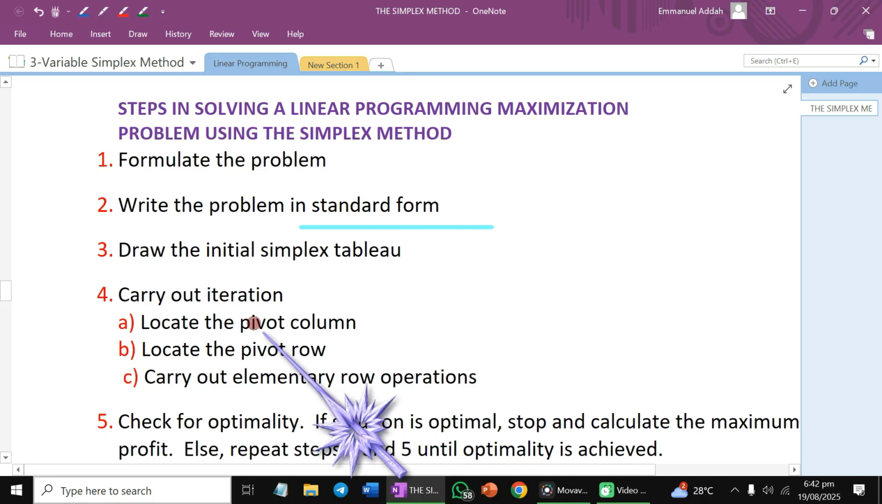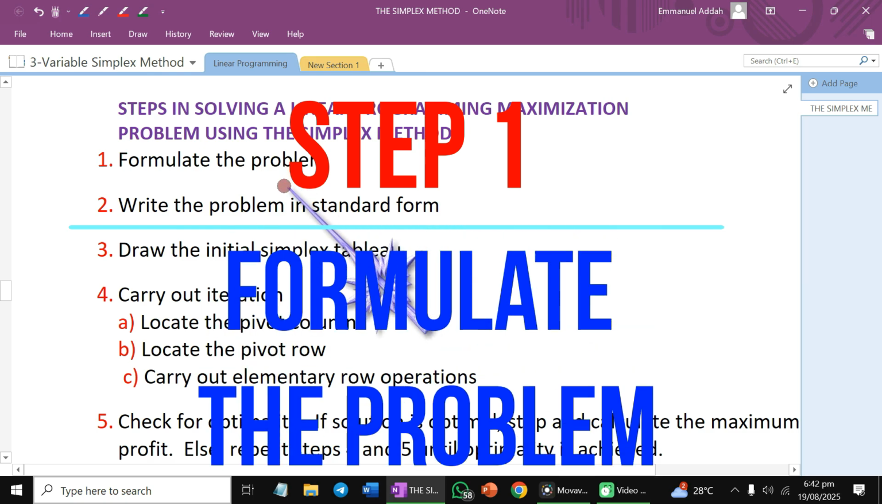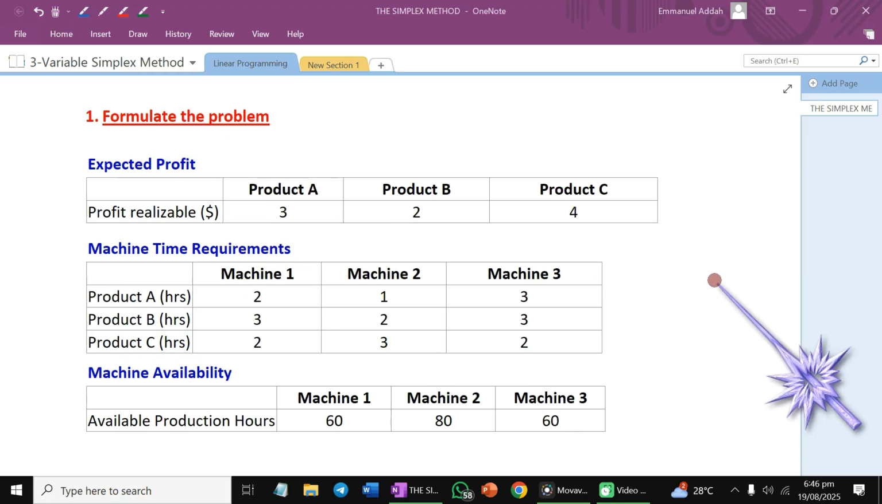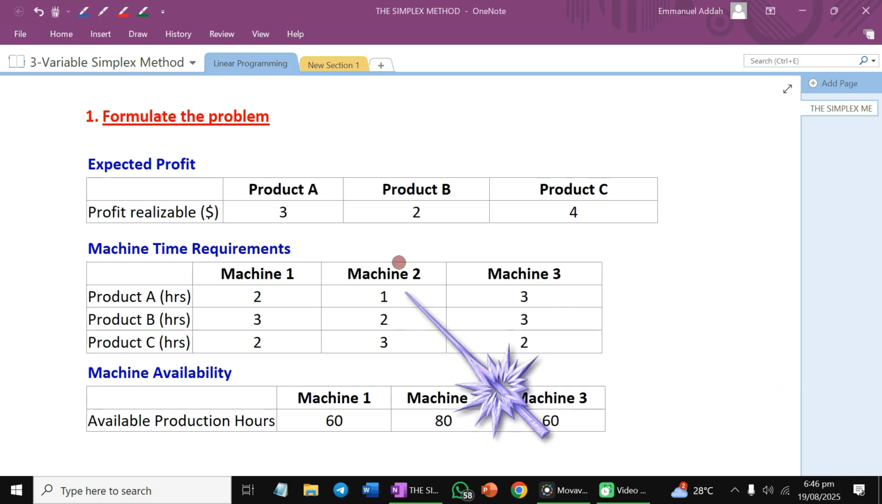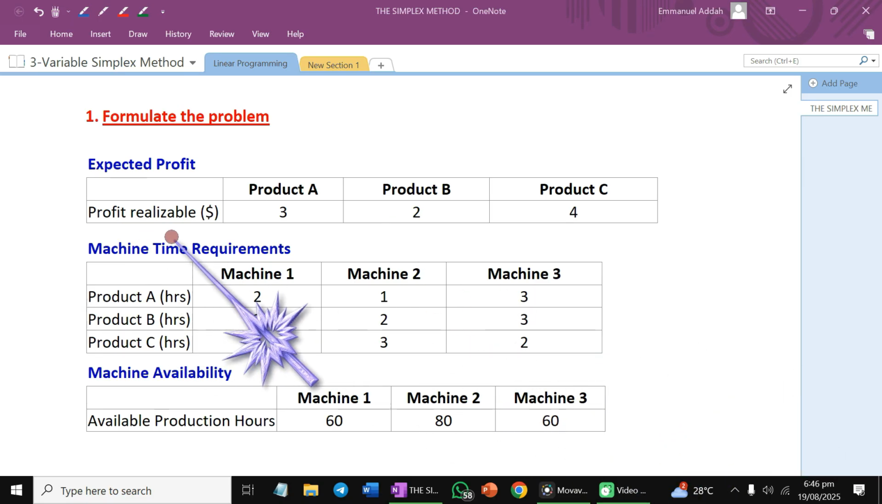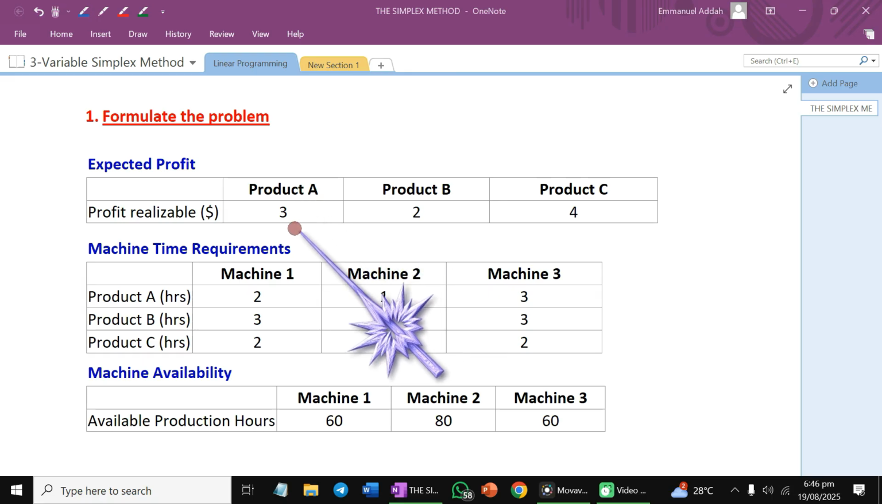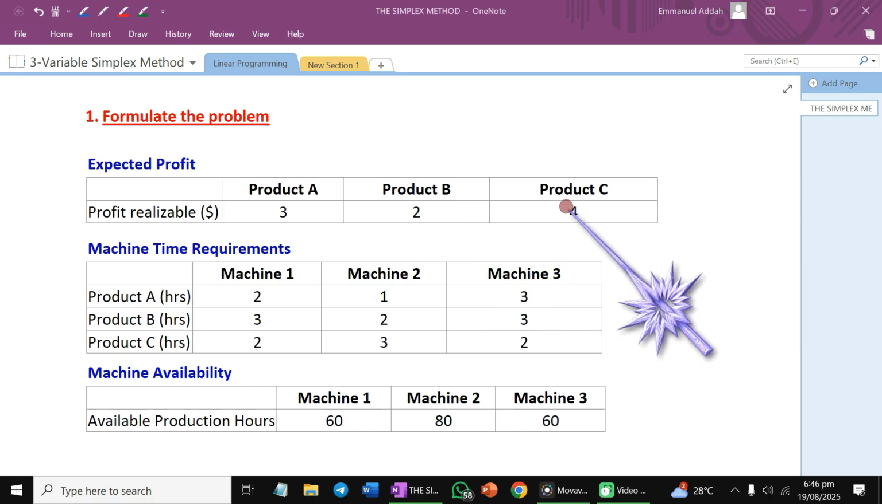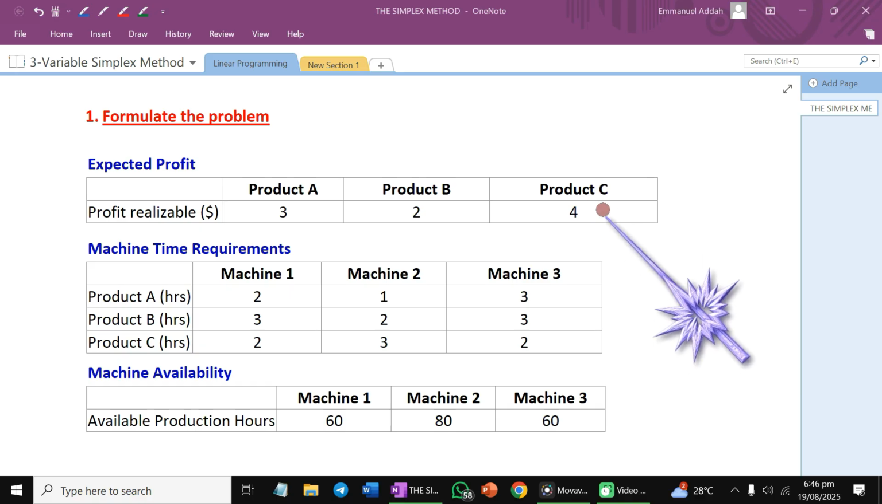So let's go to step 1 to formulate the problem. In order to be able to formulate the problem, you need to break it down like this. That's why I drew these tables. This table will help you in actually formulating the problem. We are told to maximize profit. Product A has a profit of $3, product B has a profit of $2 if produced, and product C has a profit of $4 if produced.